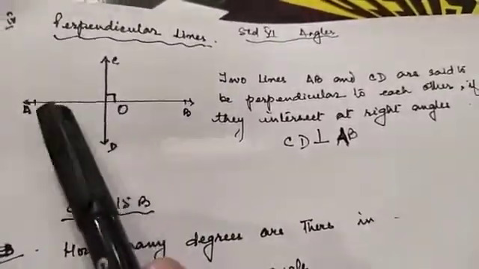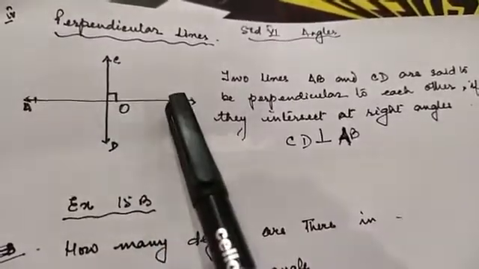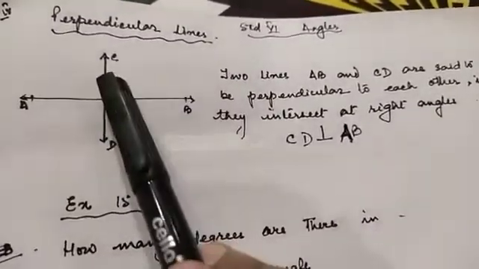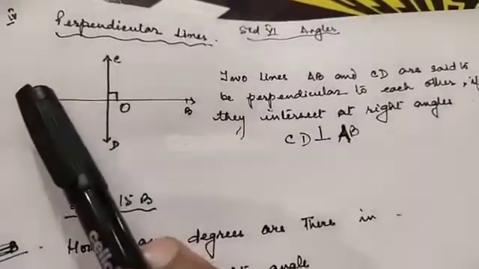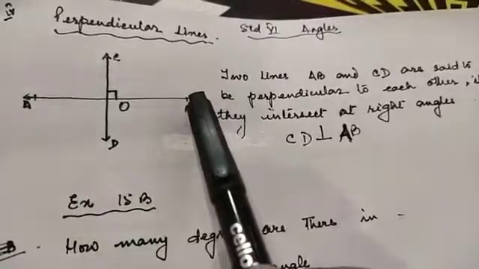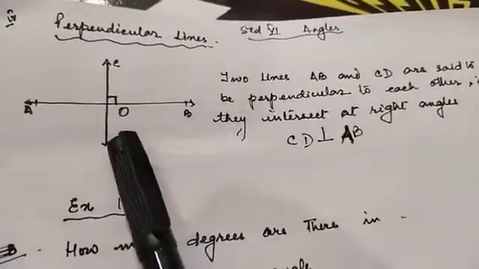What are perpendicular lines? Two lines are said to be perpendicular to each other if they intersect at right angles. Here we have two lines. AB is one line and CD is another line.